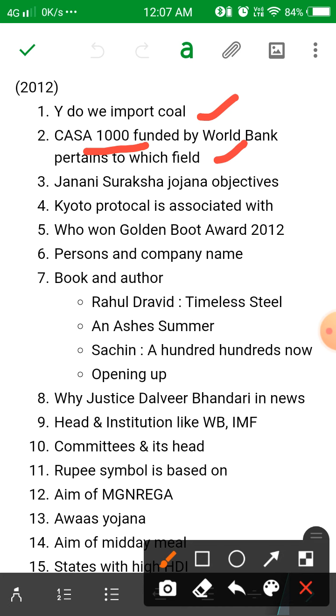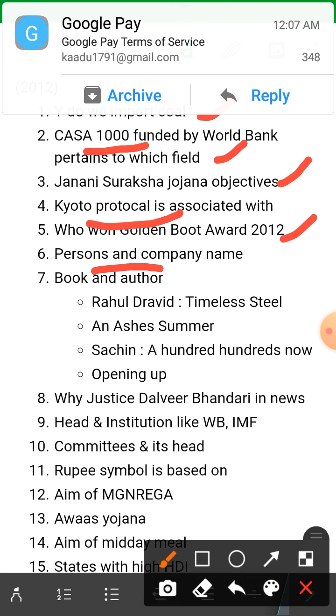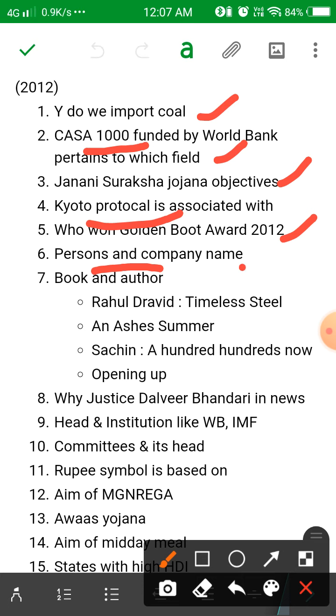And this Janani Suraksha Yojana, objectives were given, like Kyoto Protocol. This was very basic. And this was related to awards. And this was another static question, like persons and company name and book and author. Here the author name was supposed to be answered. These were questions like, this was a book of Rahul Dravid, Timeless Steel, and we are supposed to write who is the author of this book.